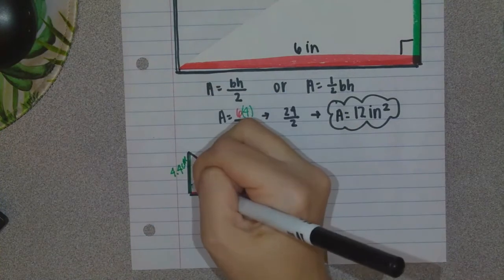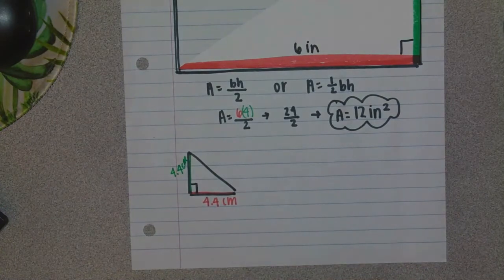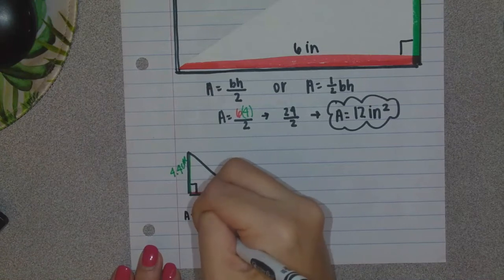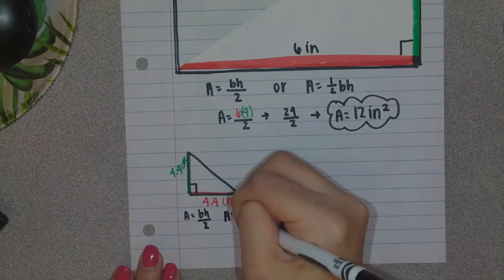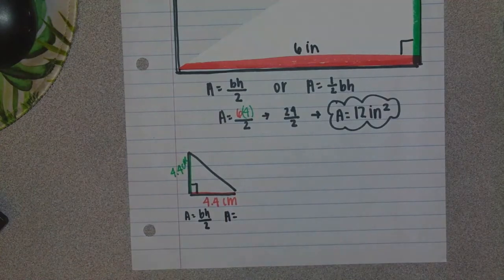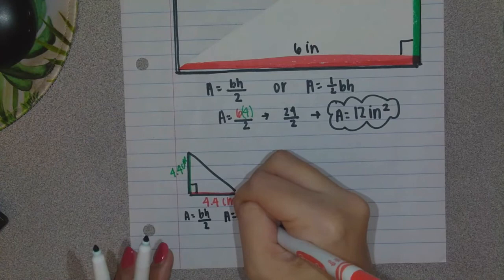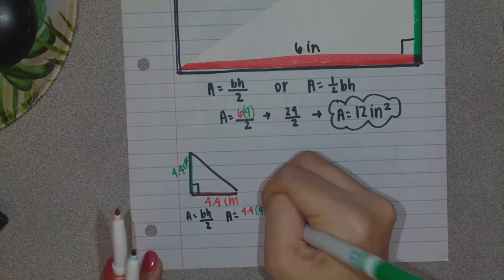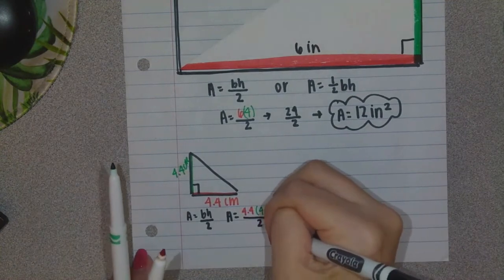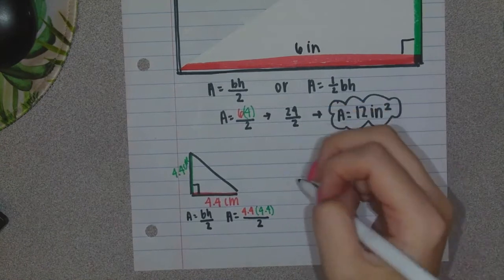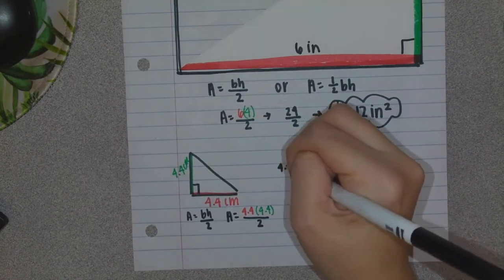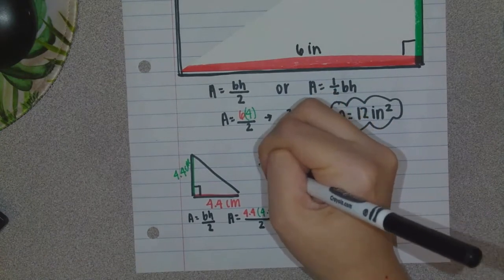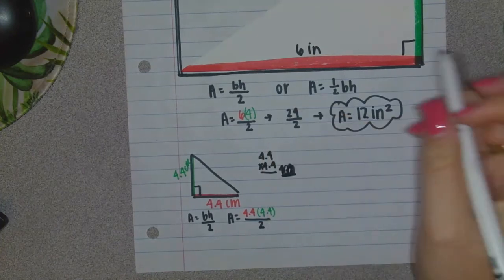And remember, my base and height make a right. So I'm going to start by writing my formula. A is equal to base times height divided by 2. I'm going to substitute in what I know. I'm going to do it up here because I kind of ran out of room. So I have my base is 4 4/10 times my height, which is also 4 4/10, all divided by 2. So let's multiply up here where I've got some room. So I have 4 4/10 times 4 4/10. There we go.